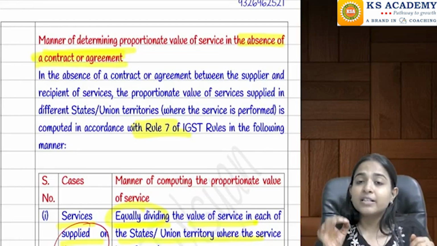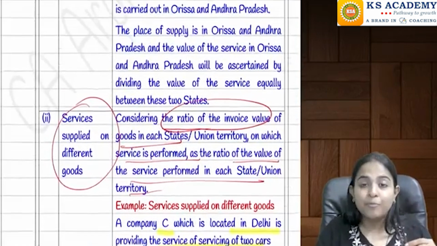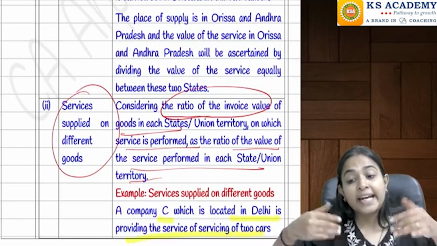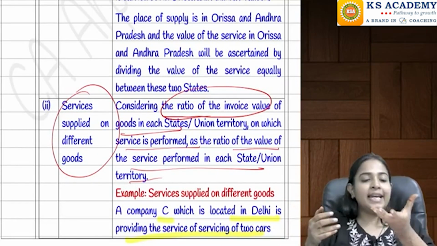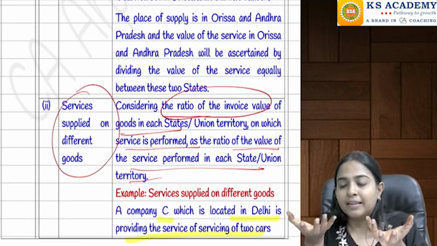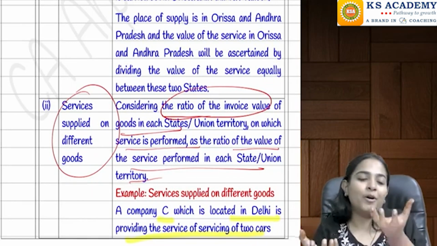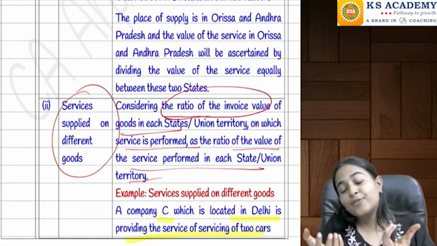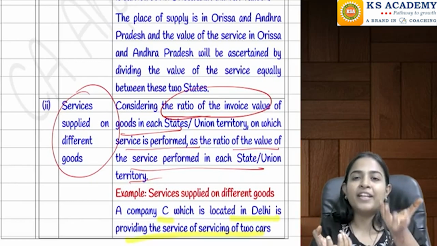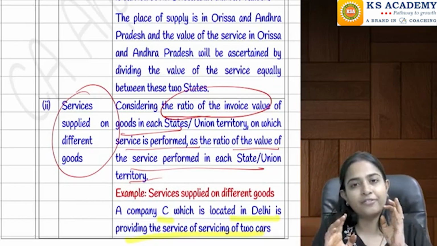Okay, now next, if the services are supplied on different goods. Till now it was the same goods but in different states. Now if the services are supplied by us on different goods in different states, let's say in Mumbai the service was provided on X plant and machinery, and in Ahmedabad the service was provided on Y plant and machinery, then in that case, you cannot do equal because the value of these machinery will be different. So it will go in the ratio of invoice value of this machinery. If this machinery is of 10 crore and this machinery is of 50 crore, it will go in the ratio of 10:50 or 1:5.